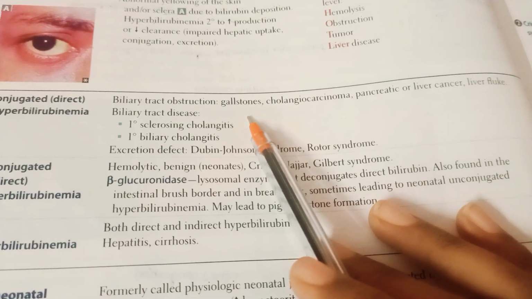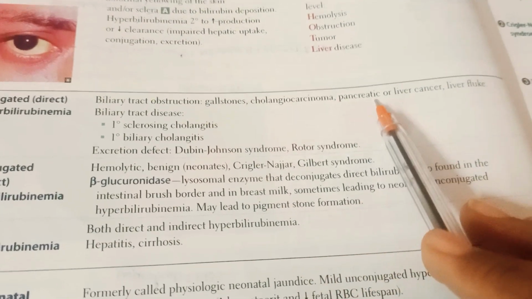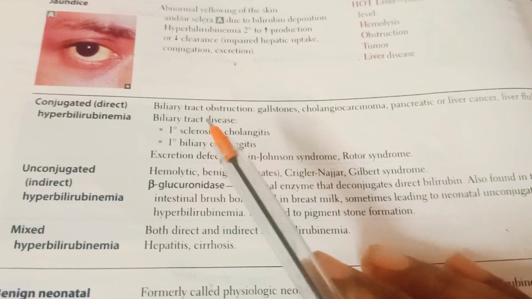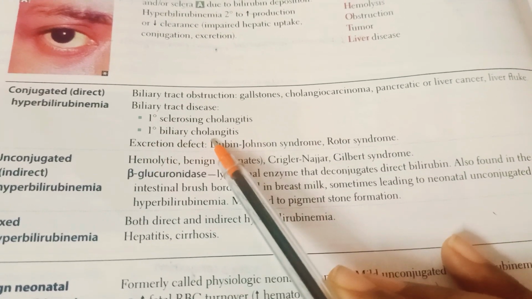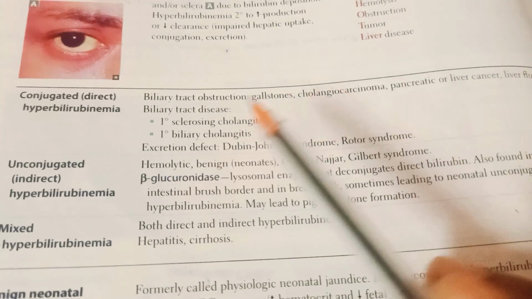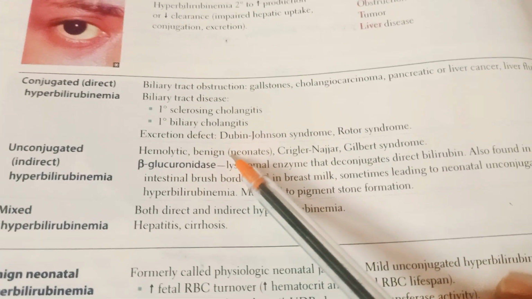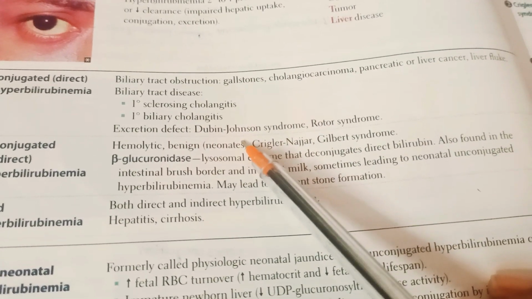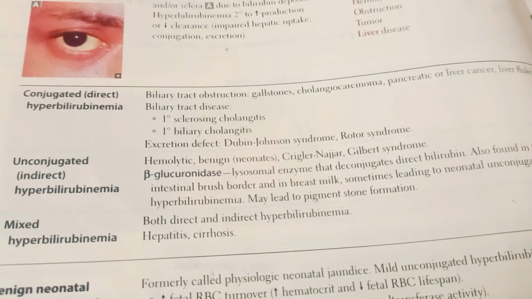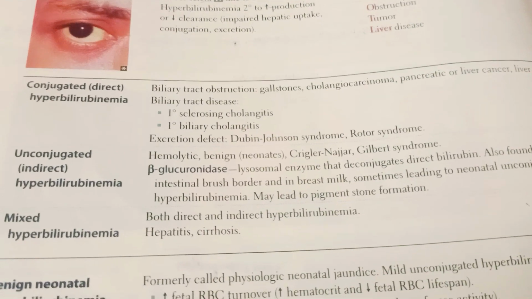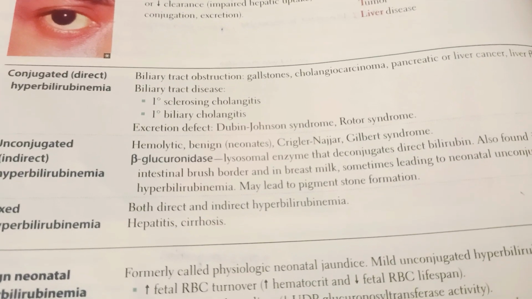So there may be gallstones, cholangiocarcinoma, pancreatic or liver cancer, biliary tract disease like primary sclerosing cholangitis, primary biliary cholangitis, and all these conditions. Excretion defects occur in Dubin-Johnson syndrome and Rotor syndrome. Next, unconjugated bilirubin will be high in hemolytic anemia, benign neonatal jaundice, Crigler-Najjar, and Gilbert syndrome.